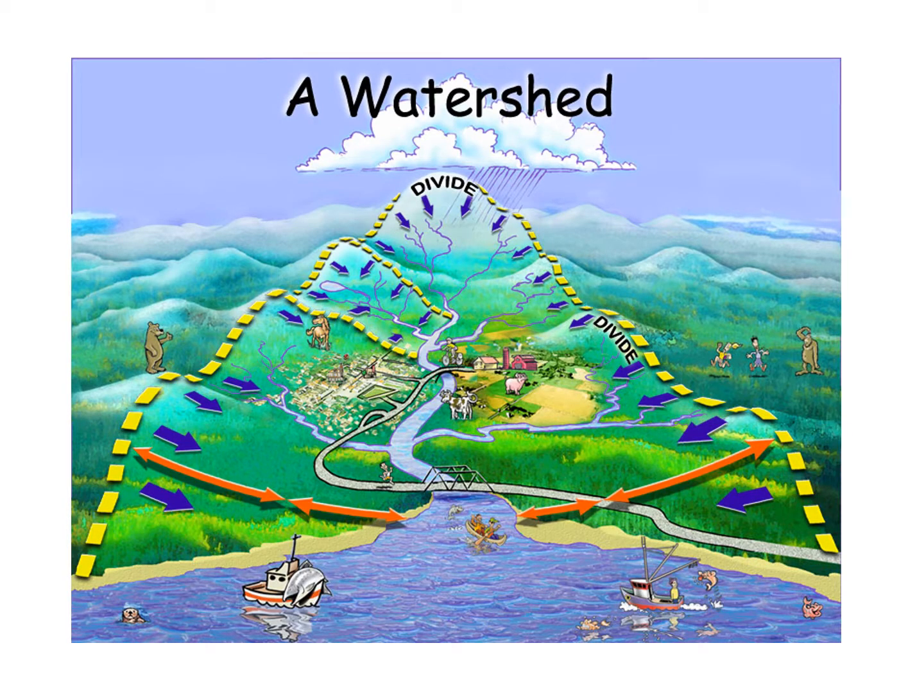A watershed is an area of land that drains into a body of water. The watershed divide is defined by the area topography, with the highest elevations defining the boundary of the watershed.